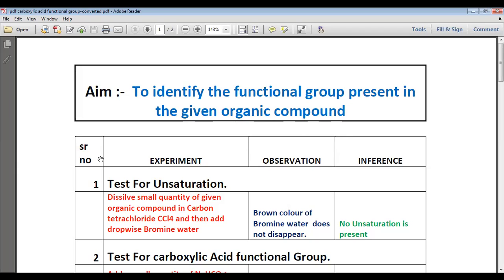We should follow the method that we first perform an experiment, then we observe, and from the observation we come to know about the inference, or we conclude a result, or we call it inference. So let us perform the experiment for the various functional group.